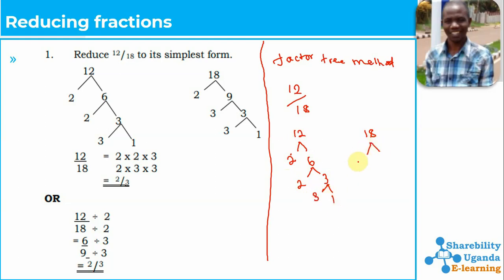Also here we look out for another factor. We shall still use a 2. When we use a 2 we are going to get our 9. Then which number can we divide 9 by with no remainder? We can use our 3. When we use our 3 we get our answer as 3. Also when we divide 3 by 3 we get 1.